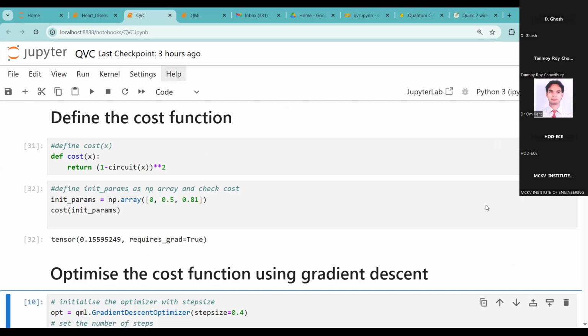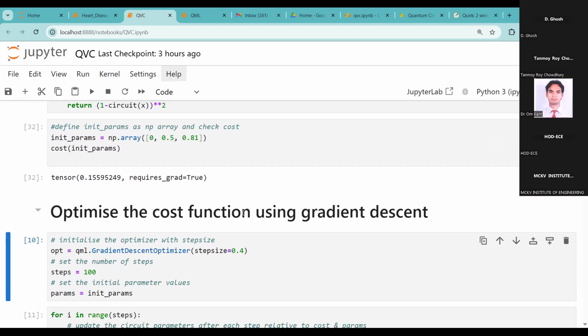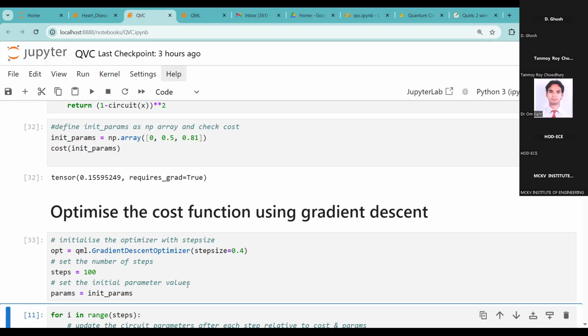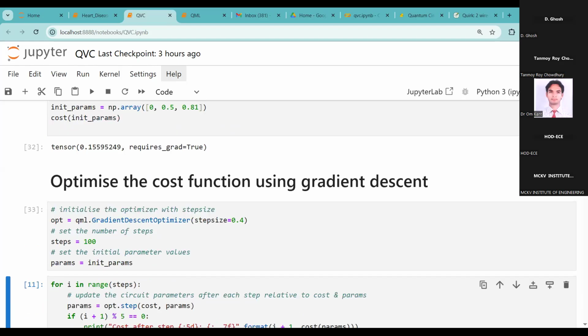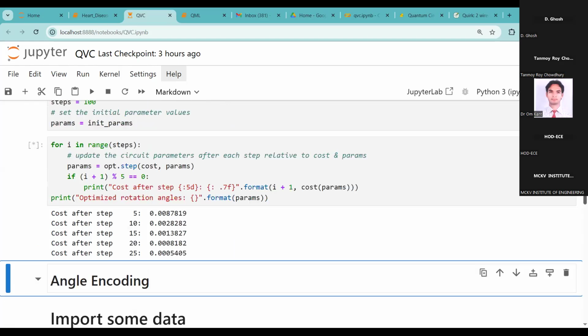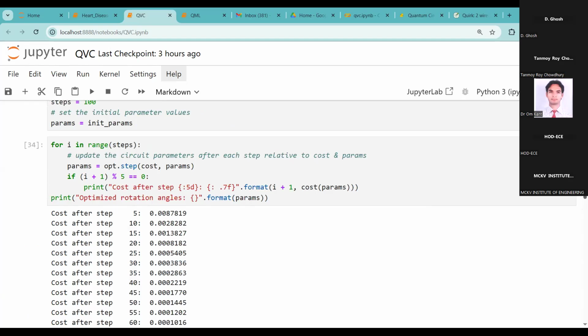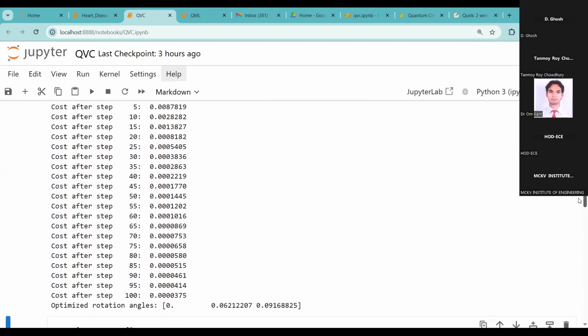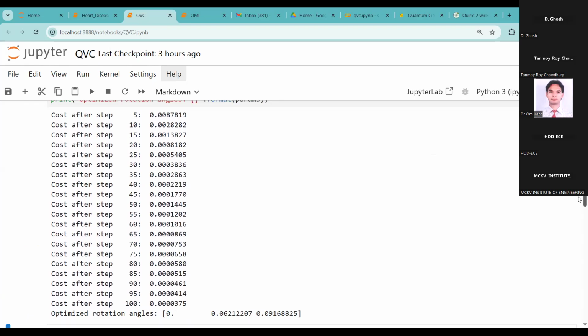This is the classical simple optimizer. You have gradient descent optimizer in PennyLane also. So PennyLane, you have imported it as QML, and the step size, you can change the step size, you can change the number of steps. So this is what I'm going to do. And I'm going to iterate, and I'm going to show after every 5 steps. Here you can see. So it is all done every 5 steps. You can see the cost after the step.